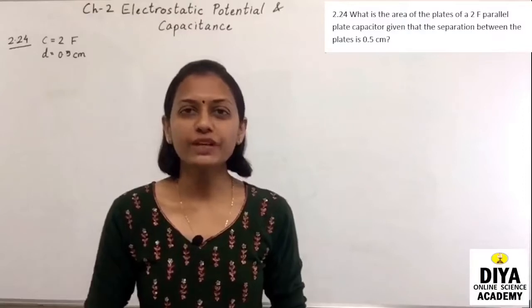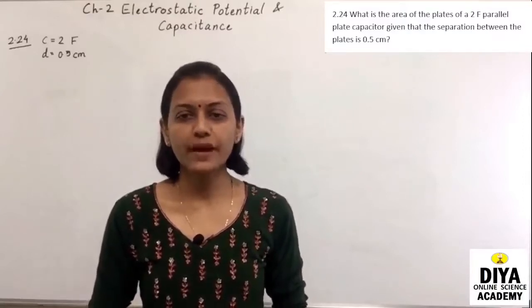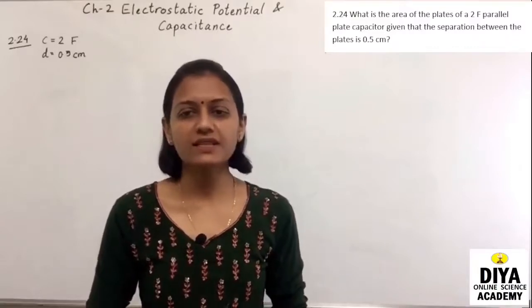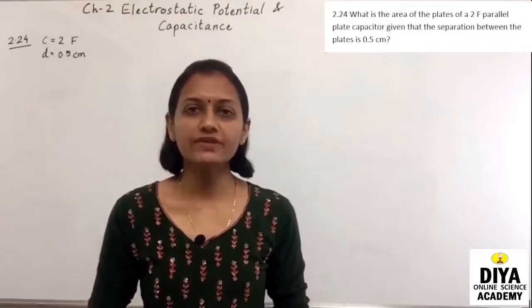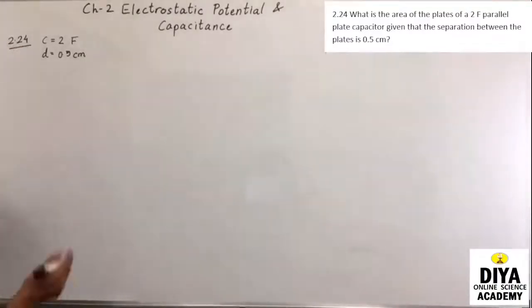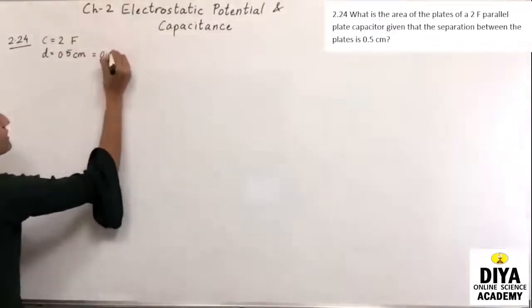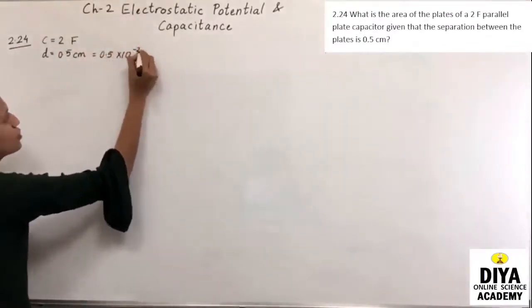Question number 2.24, which says, what is the area of the plates of 2 farad parallel plate capacitor given that the separation between the plates is 0.5 centimeter? So C is 2 farad and D equals 0.5 centimeter, that means 0.5 into 10 raised to minus 2 meter.